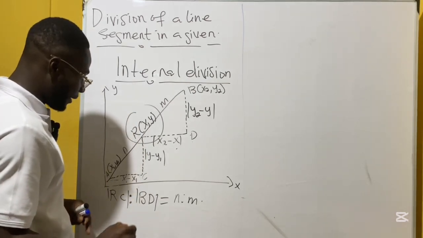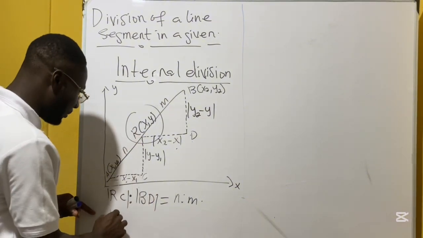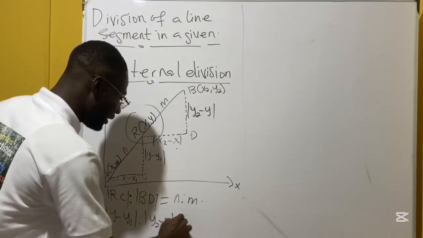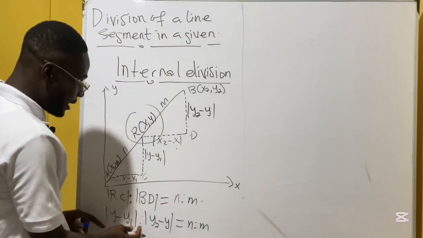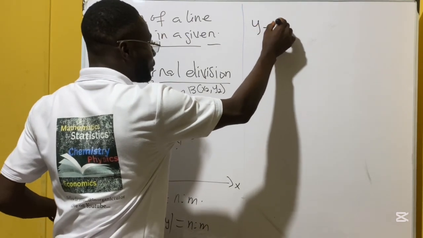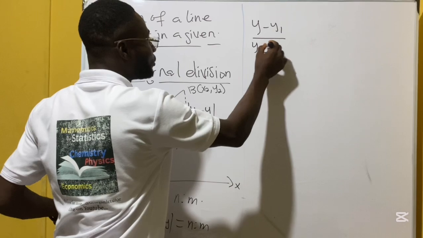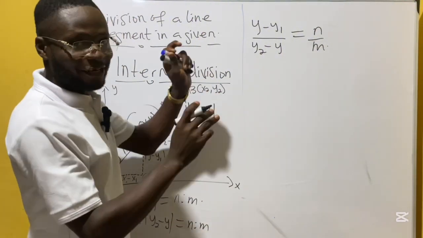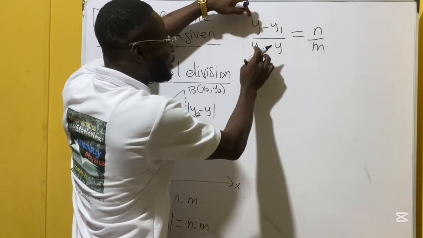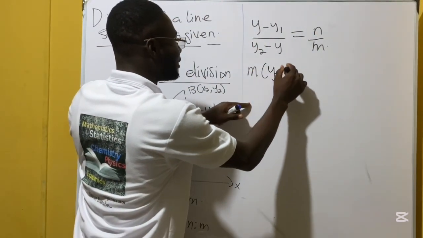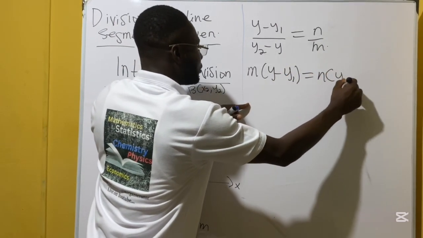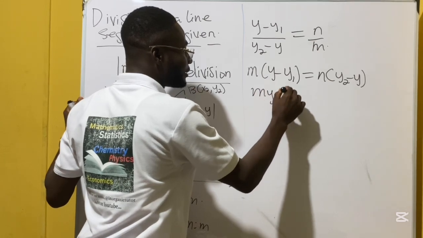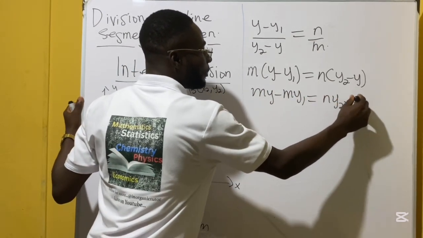And basically, this is what we have here. So that is y minus y1 is to y2 minus y, and that is equal to n is to m. Okay, so let's illustrate it here. y minus y1 divided by y2 minus y, and that is equal to n over m. So we cross-multiply. So we're going to have m into y minus y1 equals n into y2 minus y, right? So we spread this here and we spread this. So we're going to have my minus my1 equals ny2 minus ny.